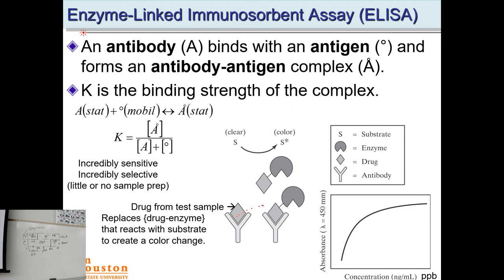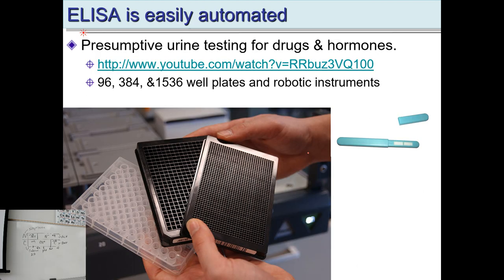The drug can replace this enzyme-drug piece that you have in the assay, and you can see a color change. A lot of times, when the enzyme is free in solution, it can metabolize this substrate and create a color, or make a color go away. So if you don't have any drugs from your test sample, these little enzyme-drug complexes stay linked to the antibody and they don't cause a color change. But if you have the substance you're looking for in your sample, it will displace these, and then you get a strong color change. And you have these plates, and some of them go up to 1500 wells, and you can look at the different color changes.